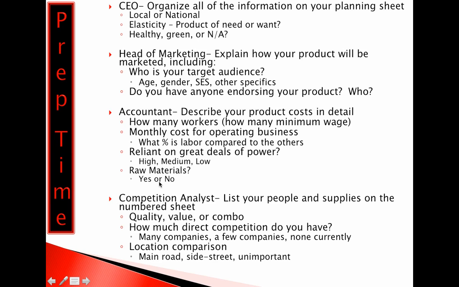Do you have raw materials? So in other words, if you're producing any type of food, you're definitely going to have raw materials. Some companies, if they're tech related, are not going to really have the same level of raw materials. And then your competition, what are you, quality, value, combo? How much direct competition do you have? Many companies, few companies, or none?